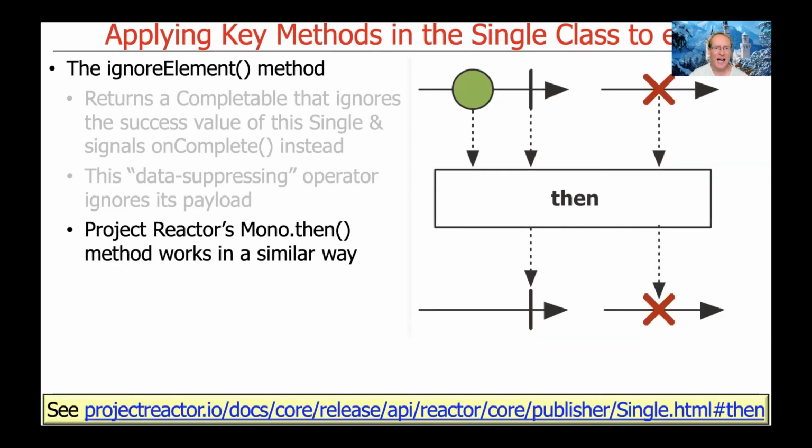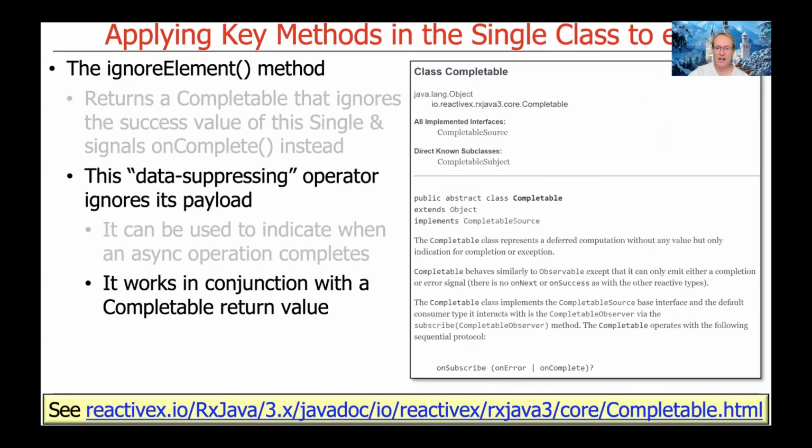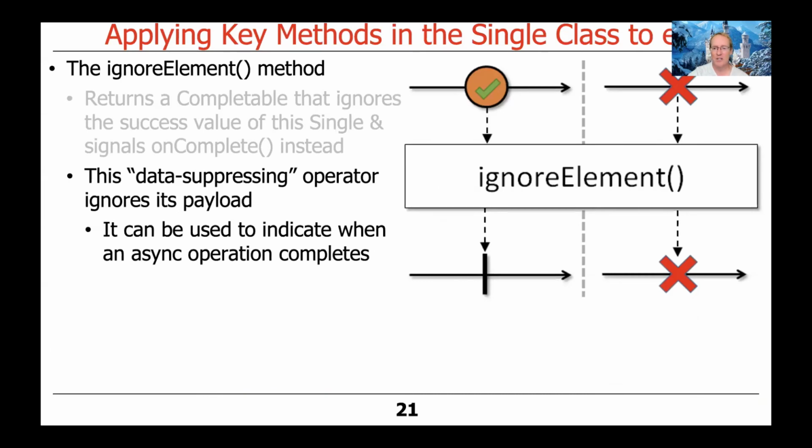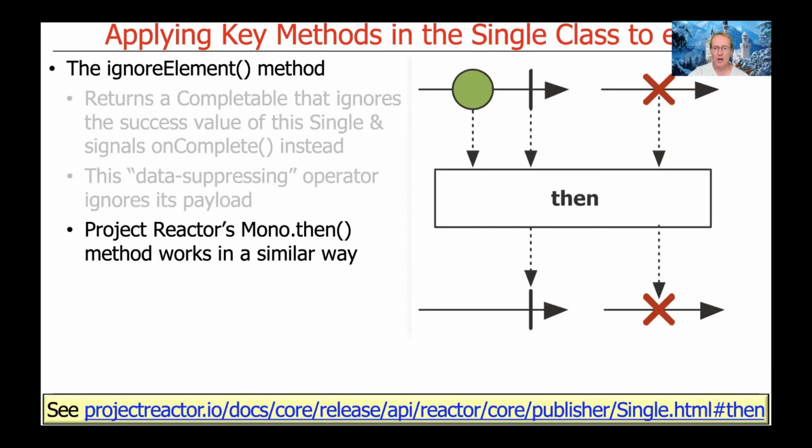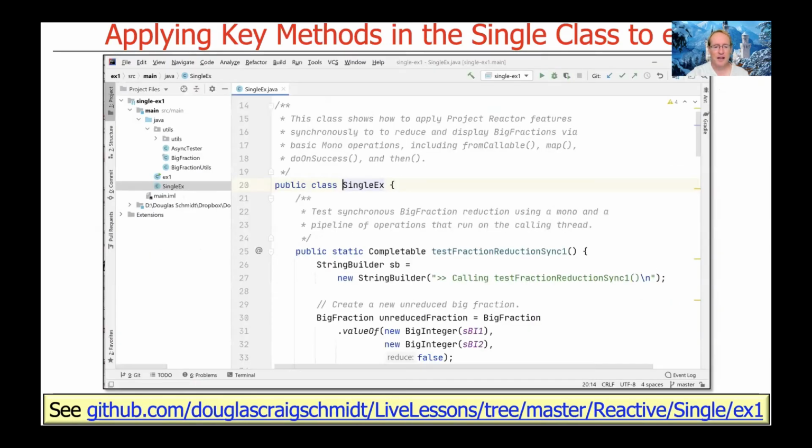Project Reactor has a method that works very similarly called then. And if we have time, we'll cover then. So then is kind of like ignoreElement. In fact, if you take a look at the diagram, you can see ignoreElement's marble diagram looks very much like then's marble diagram. So the semantics are the same, but for some strange reason, they gave a different name for it. I don't know why. Okay, so that is the end of the walkthrough at a high level.